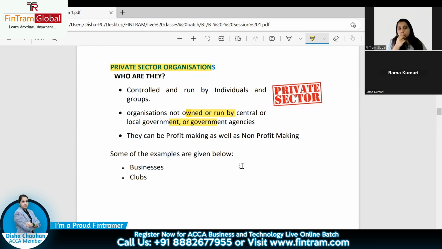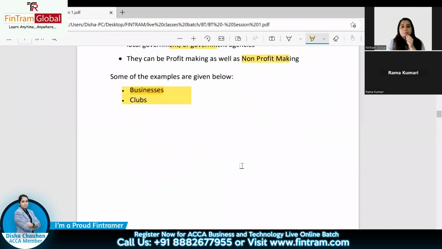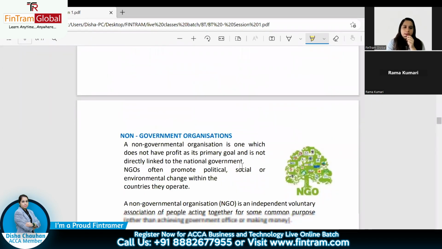And they can, of course, be profit making, but they could also be not for profit making. Just because it's a private sector organization, it doesn't mean that it's going to be only profit making. It can as well be not for profit making. Some examples of this: if I have a business or if I have a club, all of them will fall under my private sector organization.